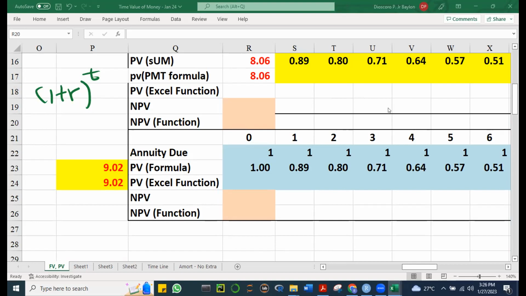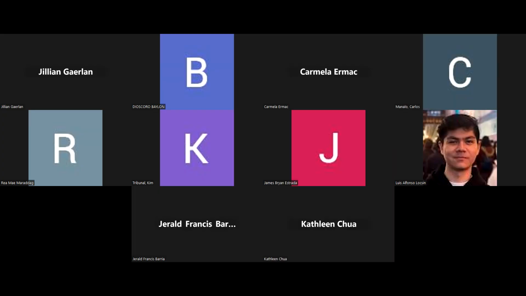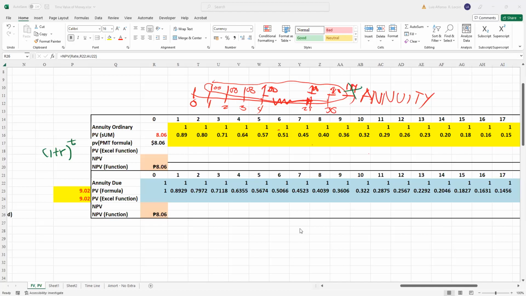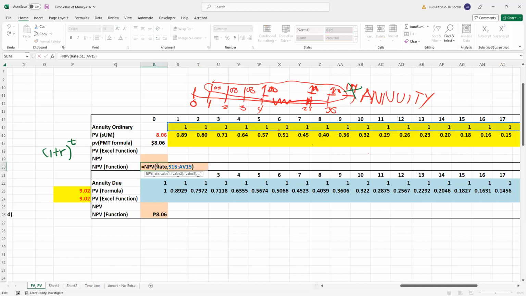Okay, Luis, could you kindly share your screen and explain to your classmates how you got the 8.06 using the NPV function. Can you see my screen, sir? Yes. Could you please increase the zoom? Sorry.